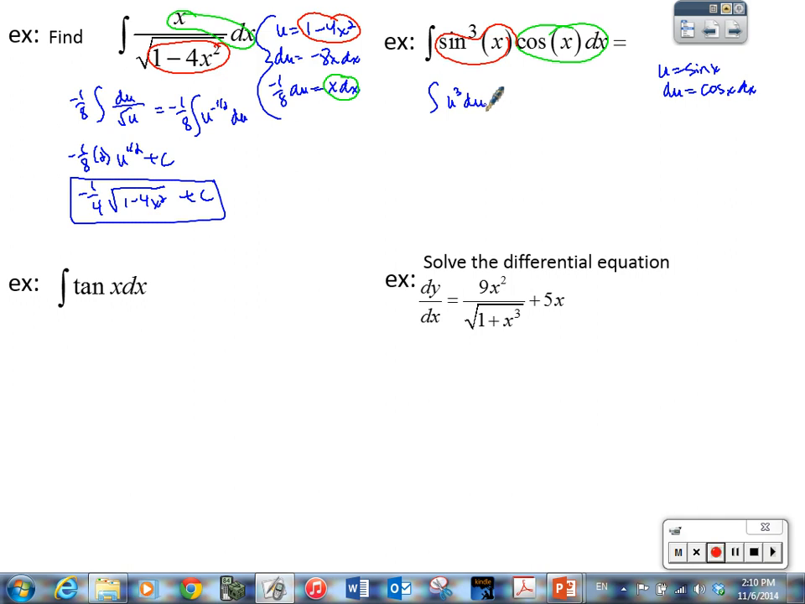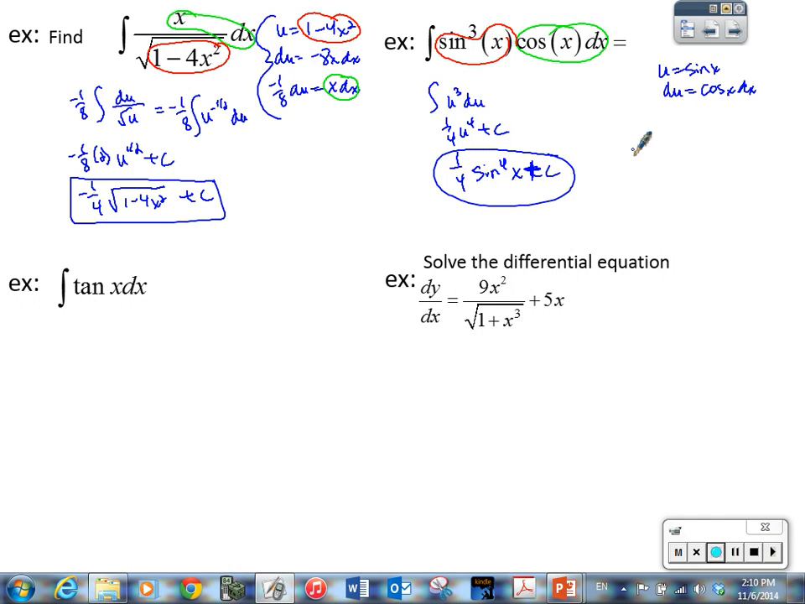And the rule that we would use here would be the reversal power rule, right? Isn't that much nicer looking than what we started with? Yeah. So with the reversal power rule, we add 1 to 3 and get 4. So that's 1/4 u to the 4th plus c. And then my last step is to put the u back in. So it is 1/4 sine to the 4th x plus c. That's a plus. Okay? Are we getting the hang of it? It's not too bad.